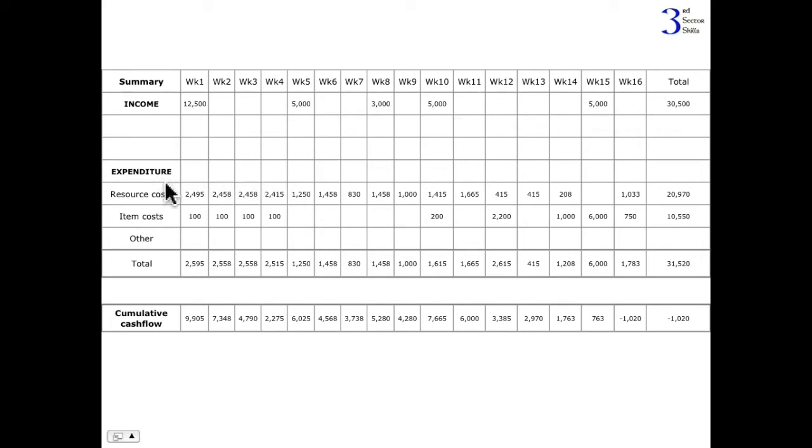Here's the expenditure, the resource costs, the item costs. Other is a line I've just left there in case there's something that doesn't fit neatly in these categories. And here's the total. Fantastic. The important thing to look at here is the cumulative cash flow. That's the bit that really tells the story.